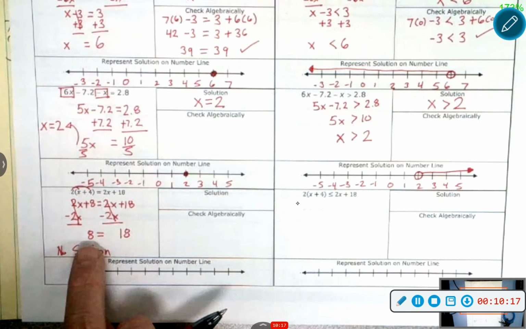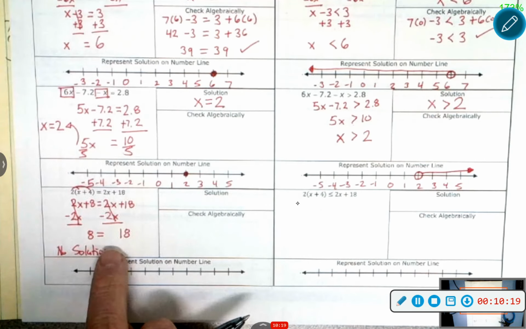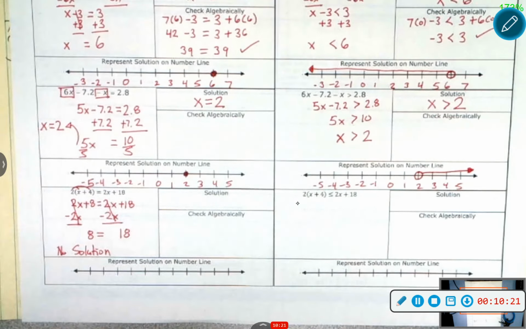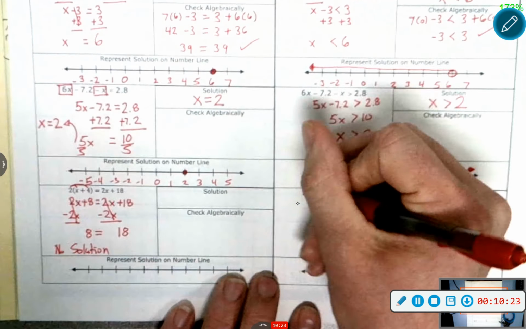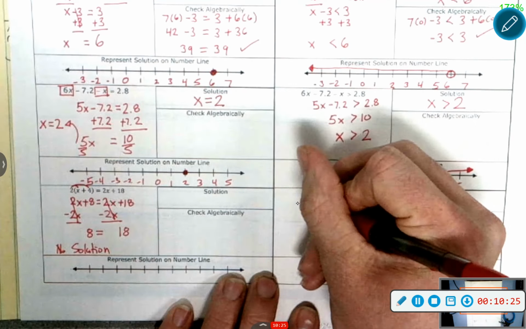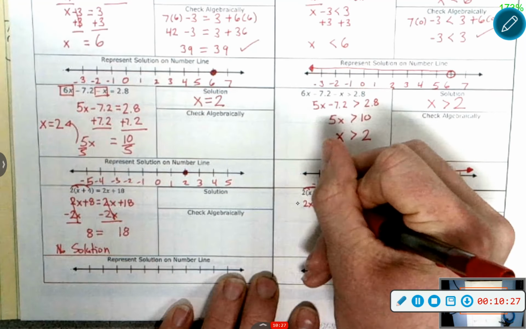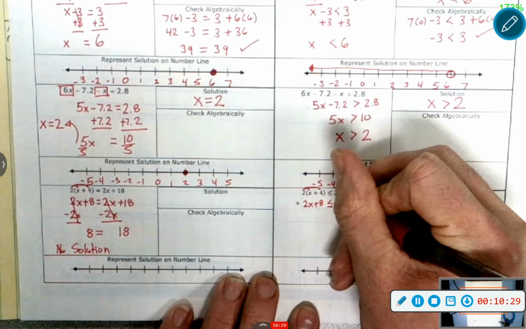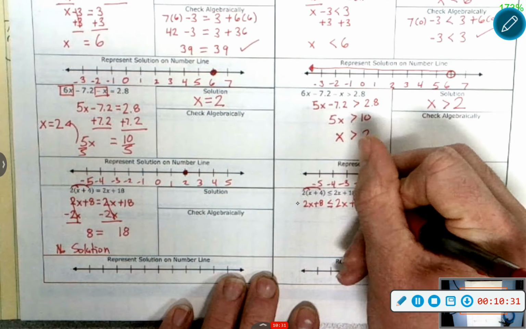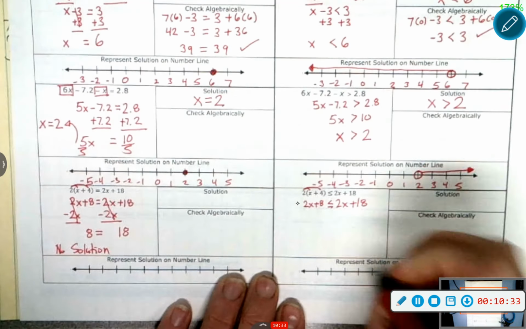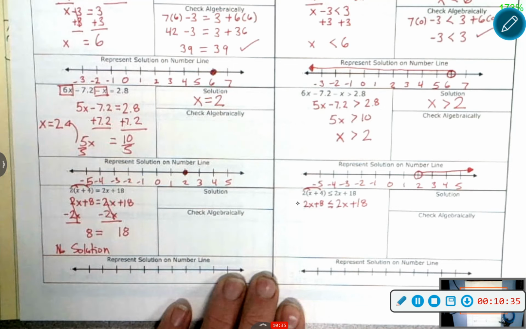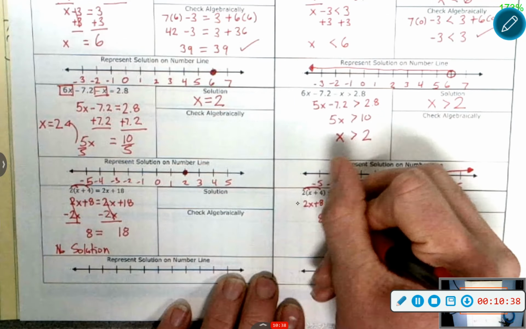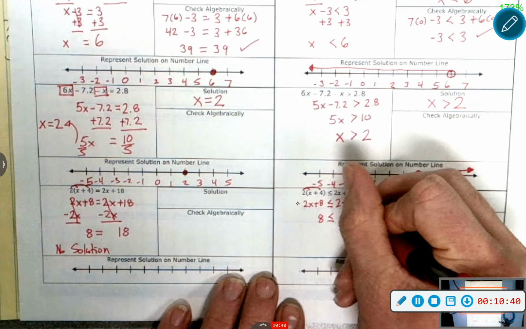Conversely, if you were to get a true statement, there would be infinitely many solutions. Let's look at how this might be different with an inequality. 2x plus 8 is less than or equal to 2x plus 18. Again, we're going to cancel my two x's, and I get 8 is less than or equal to 18.